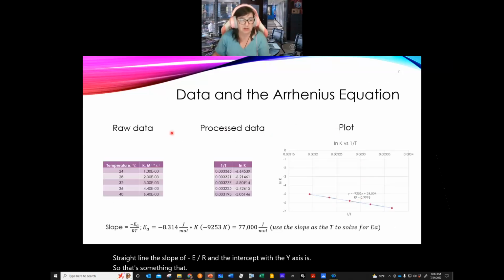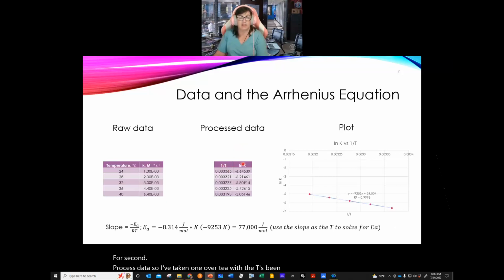So here's my raw data, temperature in degrees C. This is my rate constant in 1 over moles per second. Okay, this is my process data. So I've taken 1 over T, with the T's converted to Kelvin, and the natural log of K. So I've plotted natural log of K versus 1 over T.